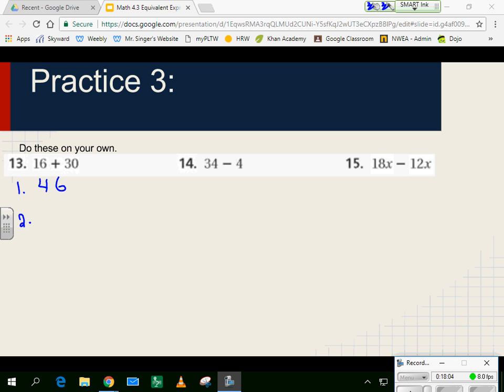sorry, I had a little coughing fit there. The only number that's great enough that they share in common is 2. So how many times does 2 go into 16? That would be 8. And how many times does 2 go into 30?